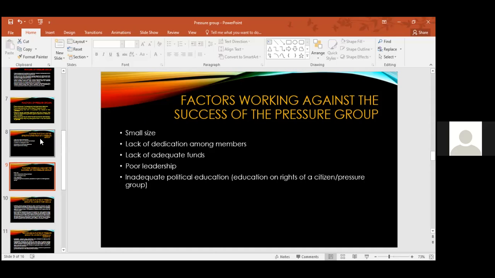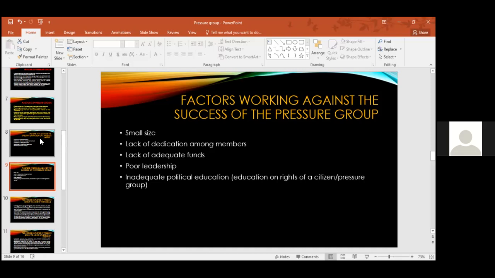If the members are not dedicated, then they can't achieve their goals. Number 3, lack of adequate funds. Once you are broke, even to think well is almost impossible. So when a pressure group does not have access to funds, they would be like a baby without food. They keep crying, so they won't be able to focus. So once there is lack of adequate funds, a pressure group will hardly succeed.